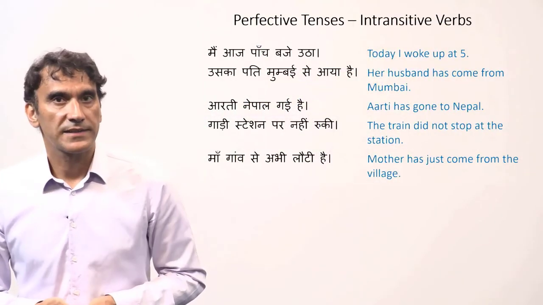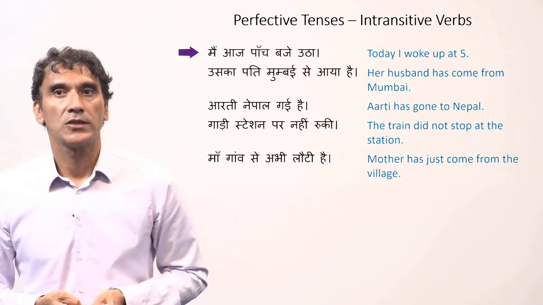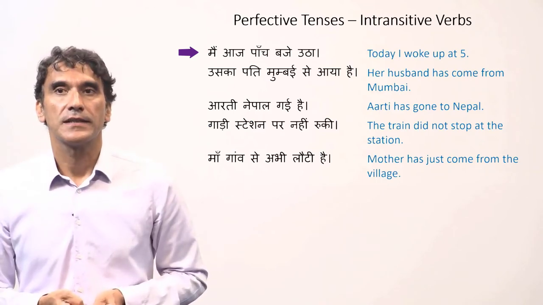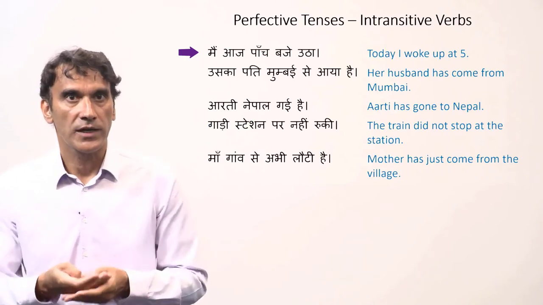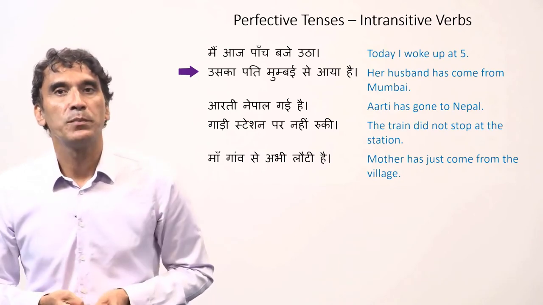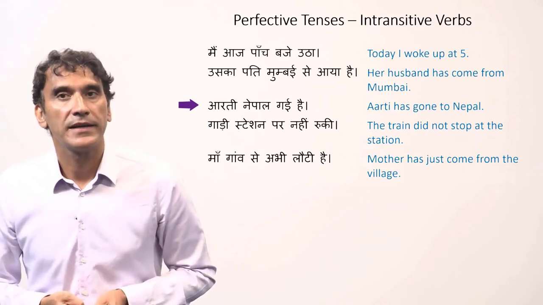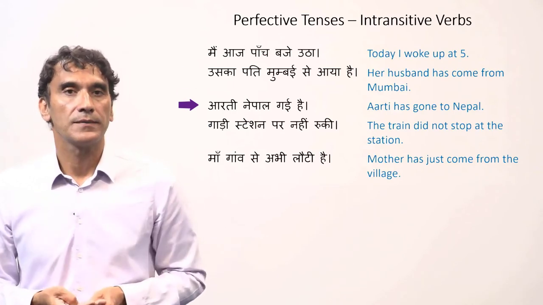Here are some example sentences. Aaj main 5 baje utha. Today I woke up at 5. A boy is saying this sentence. The verb form is masculine, utha. Uska pati Mumbai se aaya hai. Her husband has come from Mumbai. Aarti Nepal gayi hai. Aarti has gone to Nepal.